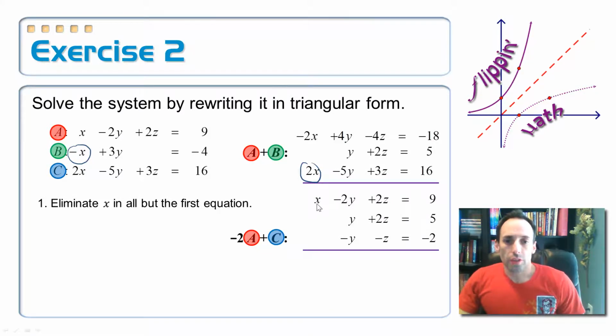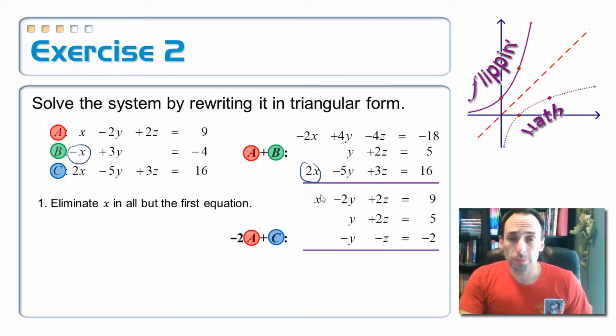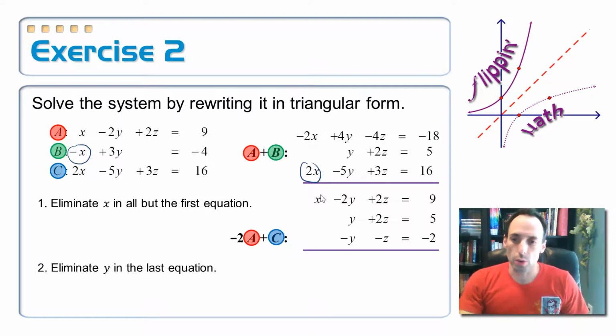So again, notice that the top equation didn't change. The middle equation didn't change. I just replaced equation C with negative 2A plus C. Okay, so I've just done the first step, which is to get rid of the x's in the second and the third equation. The next one, to make this thing in triangular form, is to get rid of the y in the last equation. Okay, so that's the next step.